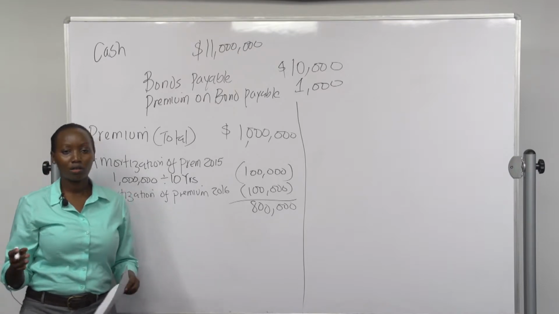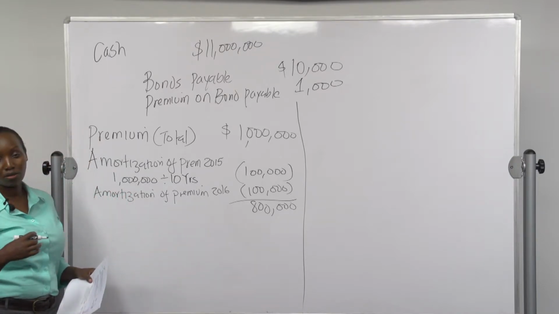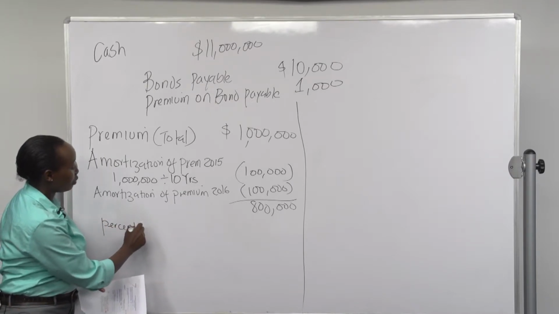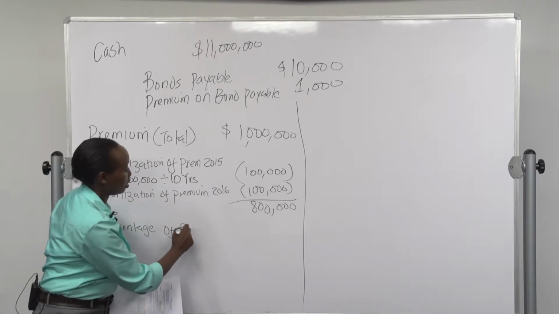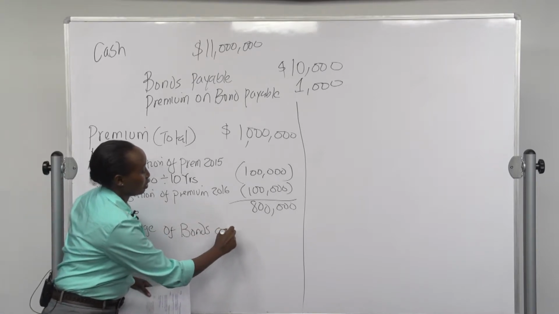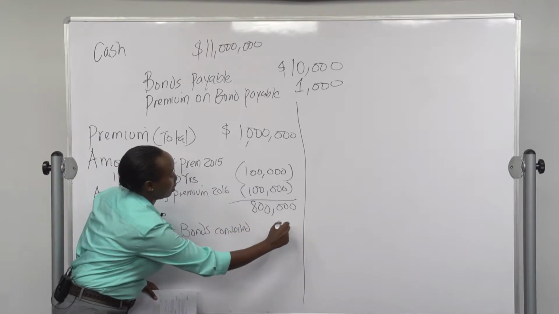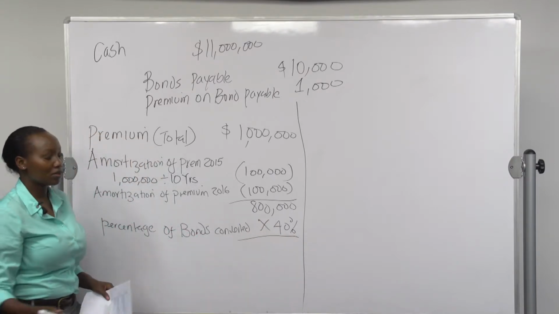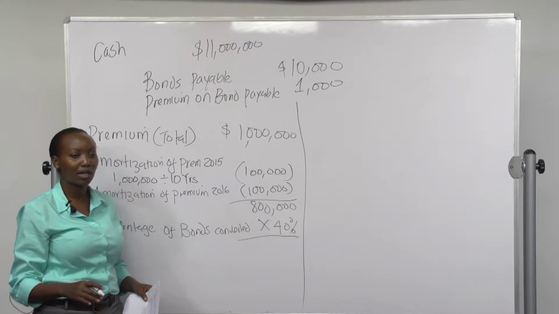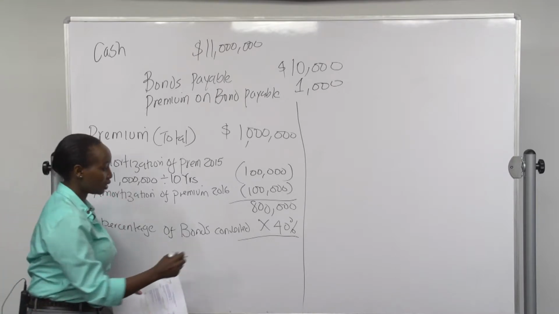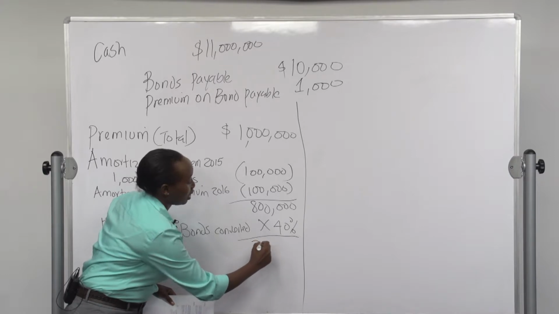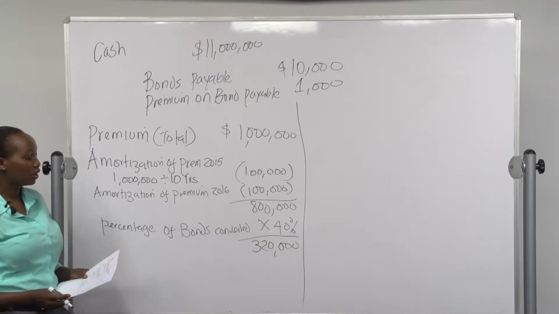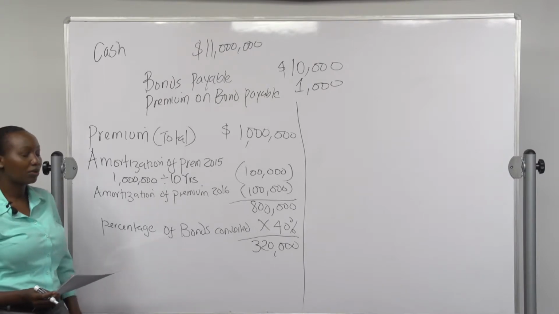Now we're told that only 40% of the bonds were converted. So the percentage of bonds converted is 40%. We multiply 40% by 800,000 to figure out the premium related to the bonds that are converted. This gives us $320,000. That's our first computation needed for recording the journal entry.